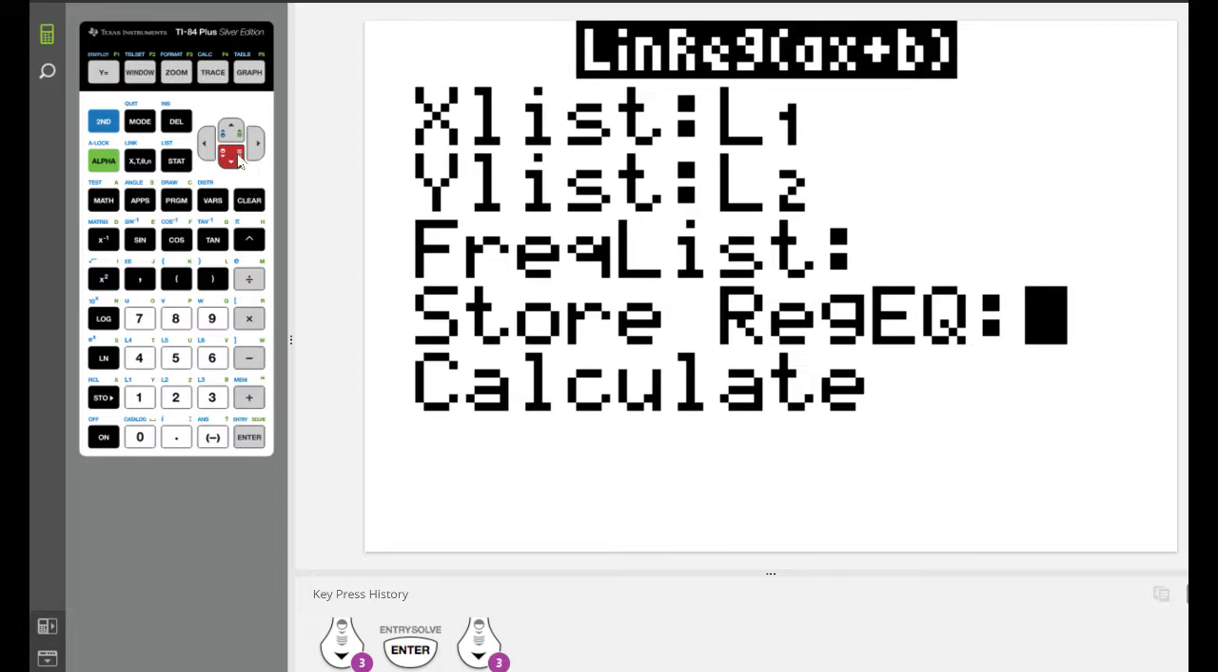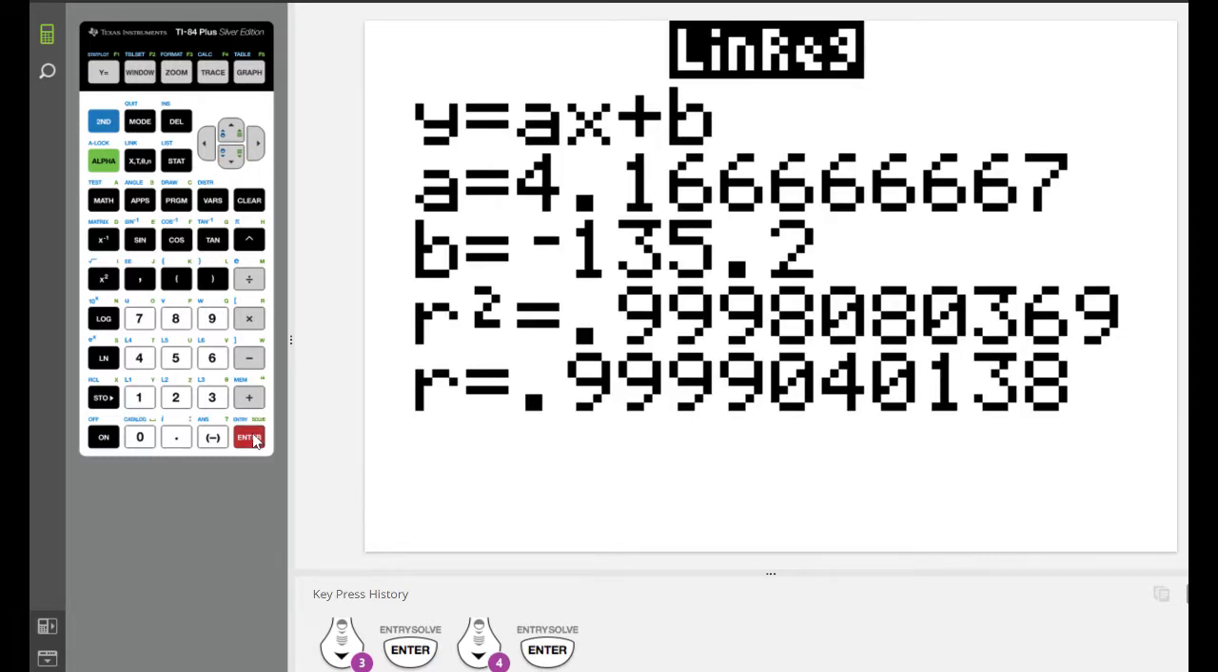And this Store RegEQ means store regression equation. We're going to leave that empty. Okay. Go down to calculate. And a bunch of values pop up. If your calculator is not maybe updated like mine is, when you click LinReg(ax+b), it took you back to the home screen. What you want to do in that case is type in L1, comma L2, to ensure that the calculator is going to grab the right data sets.